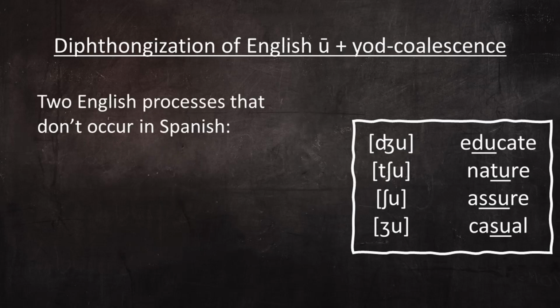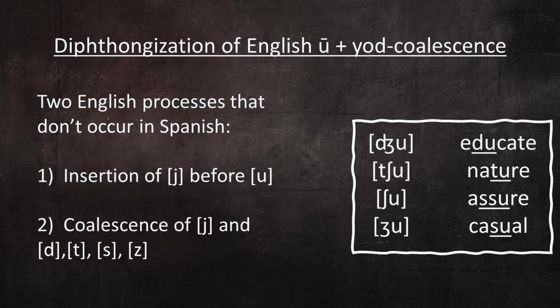It's important to realize that there are two phonological processes going on here in English that don't occur at all in Spanish. One is insertion of the y before u in the pronunciation of you, and the other is coalescence of y and these consonant sounds. Neither of these things is part of Spanish phonology at all. They simply do not happen in Spanish.